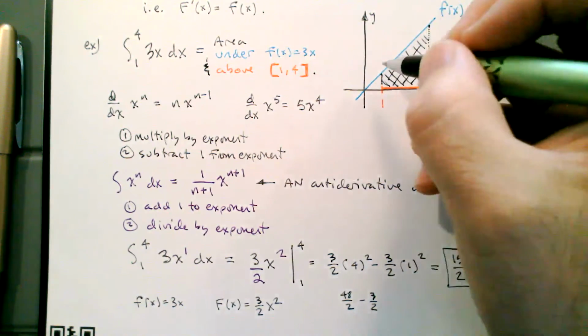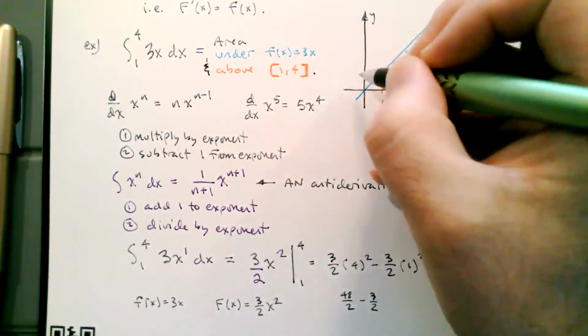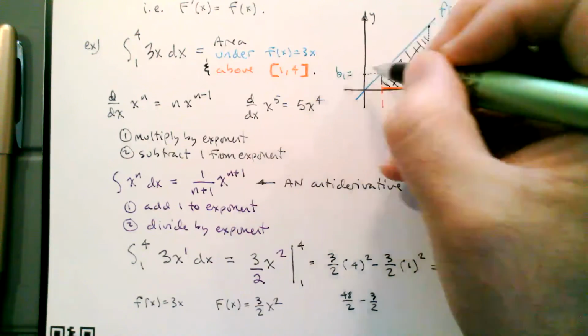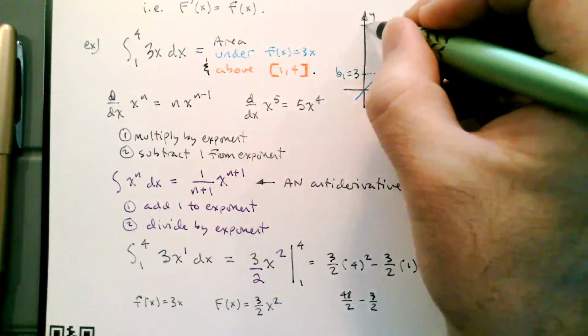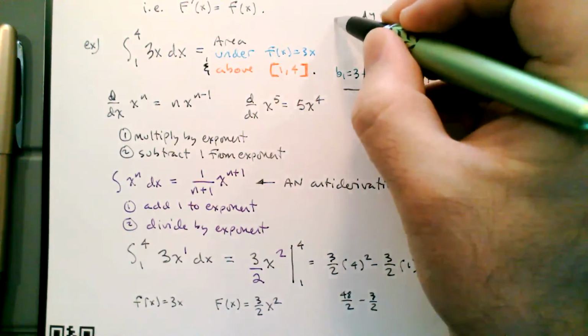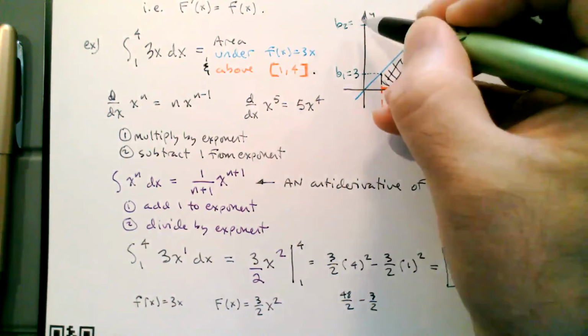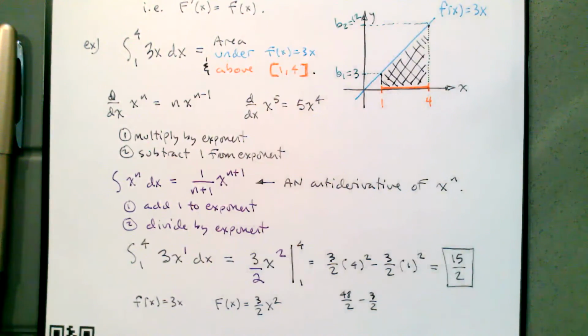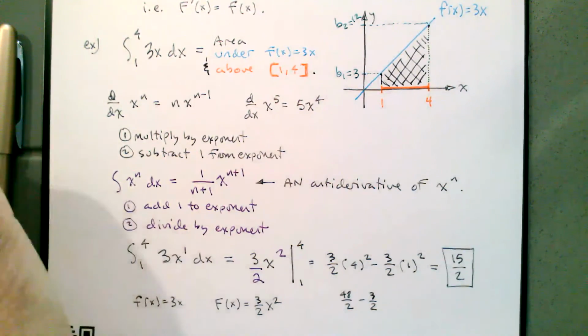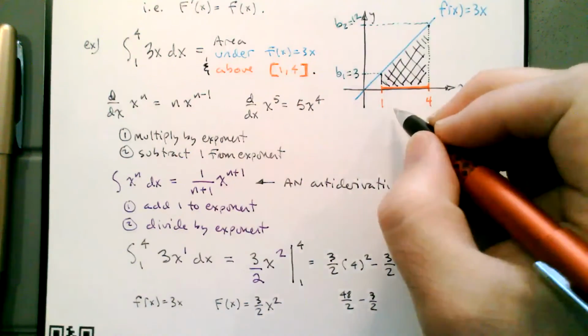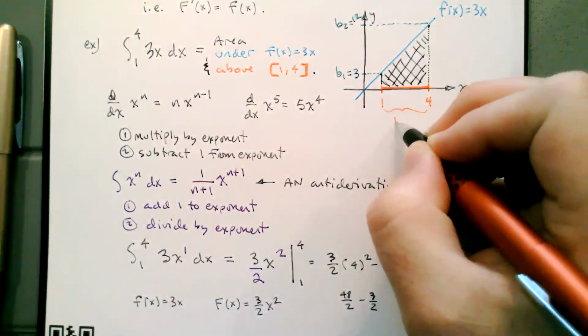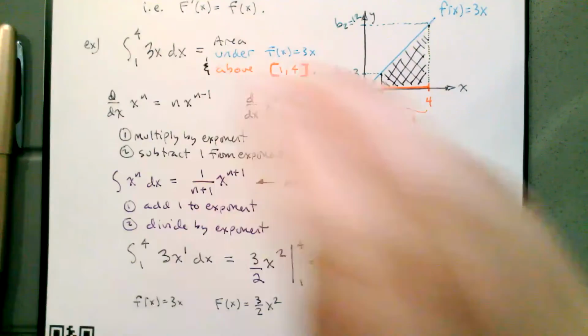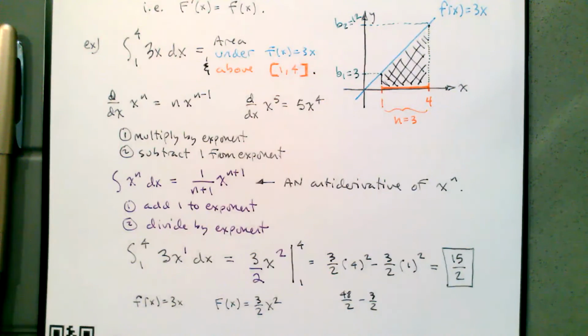So if we just find the area of this trapezoid, that should give us 15 over 2. So let's find out. Our trapezoid has one base of 3 and another base of 12 and a height of 3.